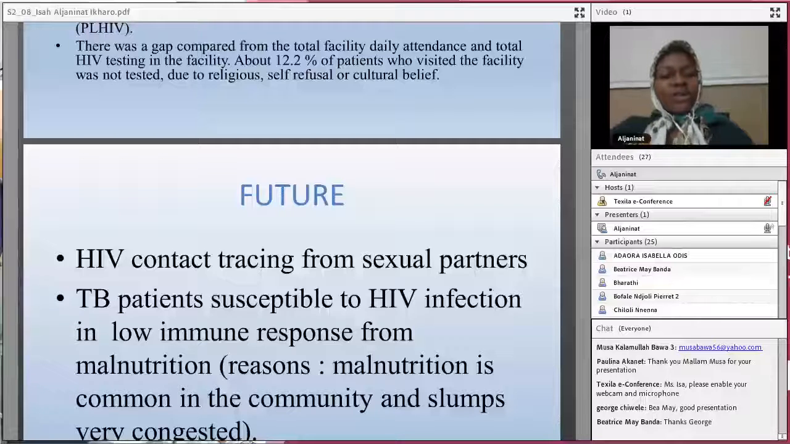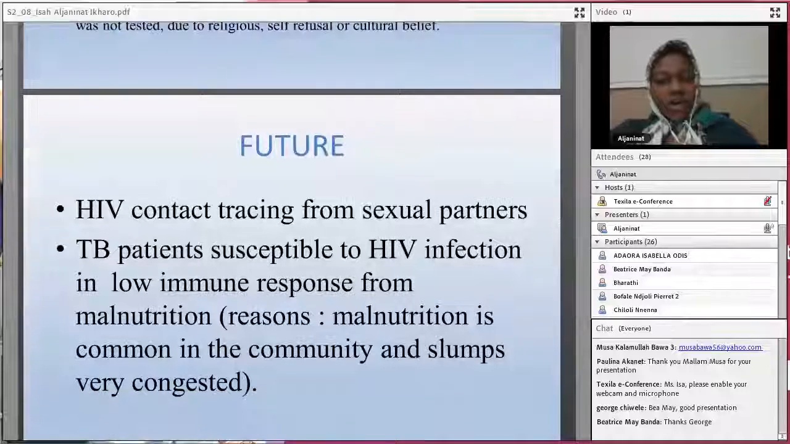So we're looking into the future. We're saying HIV contact tracing from sexual partners: those who were found reactive, those who were positive, will be able to identify each of their sexual contacts to help reduce the rate of incidence of the infection.